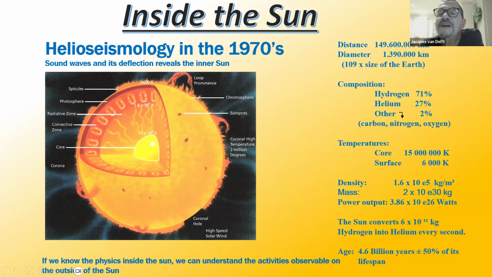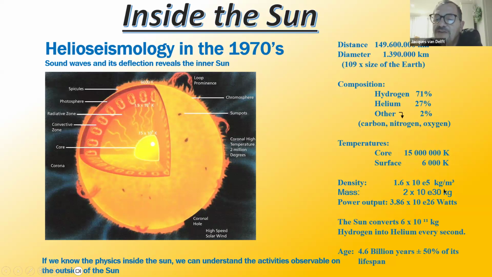Just some other information: the distance of the sun is about 150.5 million kilometers away from us, and you can fit 109 Earths across its diameter, which is 1.4 million kilometers wide. The temperature in the core is approximately 50 million degrees Kelvin. And when we go to the surface, it becomes a little bit cooler, 6,000 degrees Kelvin.